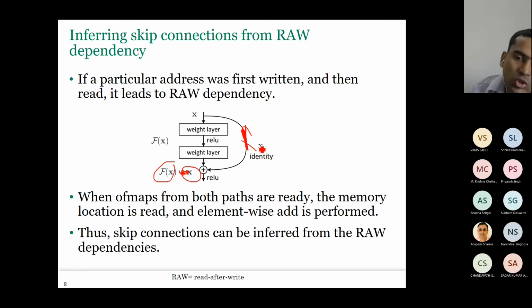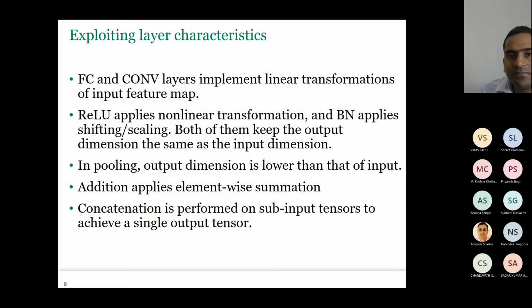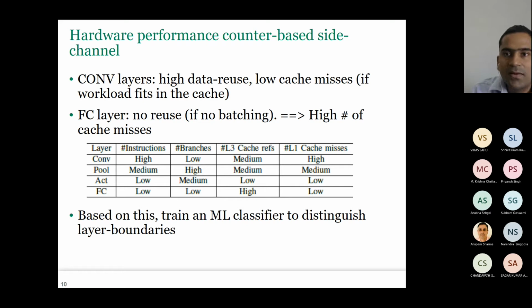Okay, so this x will have to be stored while the computation of this ReLU is going on. You have to temporarily store the x somewhere. Only when this and this both are ready, then you can do the add. So when you see that the x was first written somewhere temporarily, then read, that means this is coming from a skip connection. If there was no skip connection, we don't have to write it, because we produce fx, and in the next layer we consume fx.